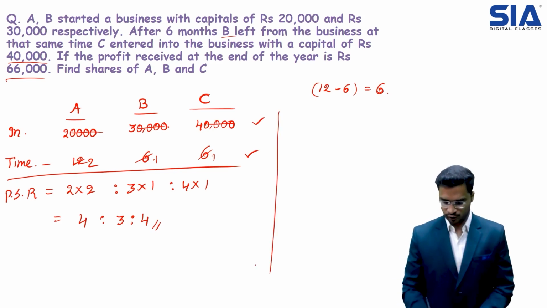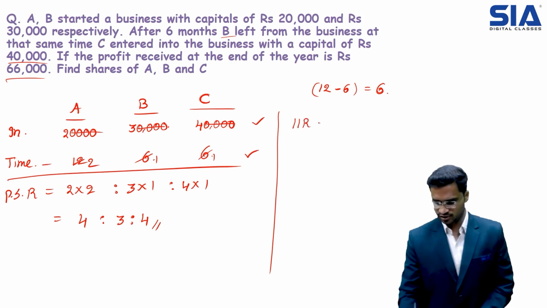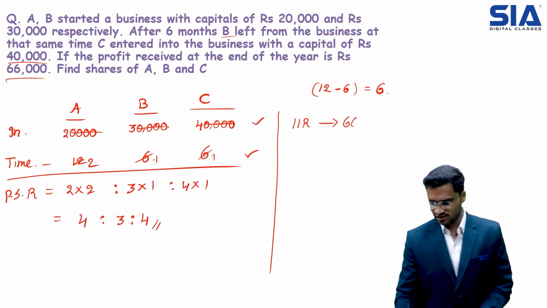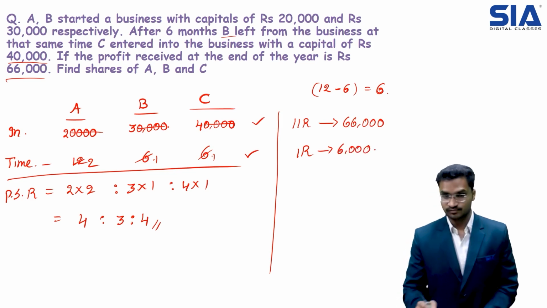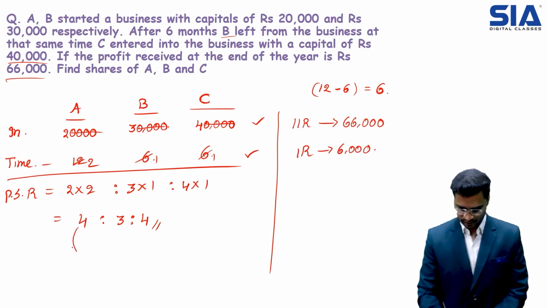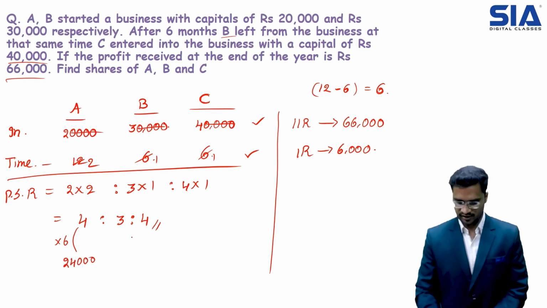So how many total ratios are there? 4 plus 3 is 7, 7 plus 4 is 11. So 11 ratios is equal to 66,000, our total profit. Then one ratio is how much? 6,000. So one ratio is 6,000. Then 4 into 6, 4 sixes are 24,000. So A is getting 24,000, and B is getting how much?